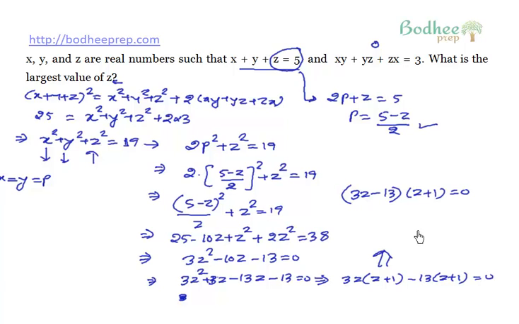So from there I can get the value of z to be minus 1 or 13 by 3. Since I have to get the largest value, I'll discard the value of z to be minus 1. 13 by 3 is the answer for this question.